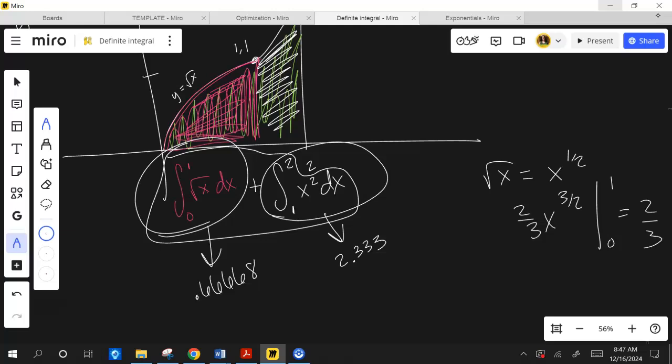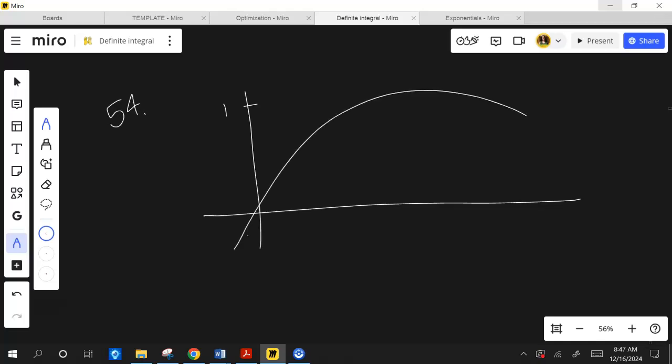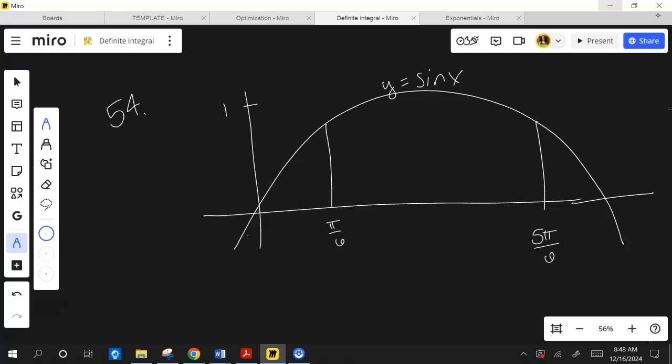All right, let's keep it moving. I'm not going to do this one for you, but I do want to set it up for you. Look at this one. This is 54. And then we're going to do a couple of particle motions, and I'm done. This one's a little different.